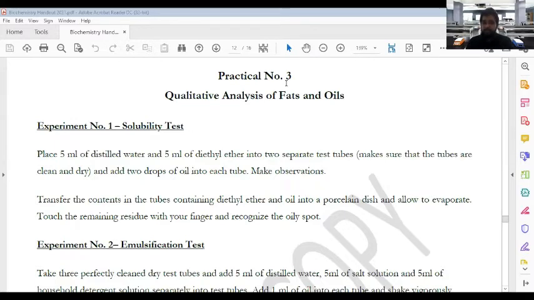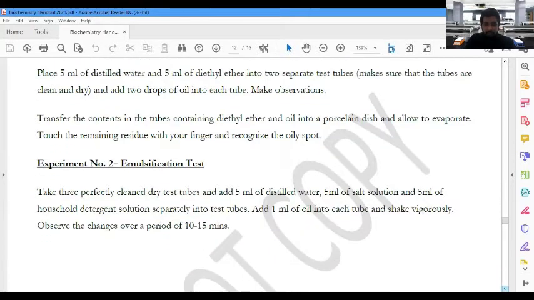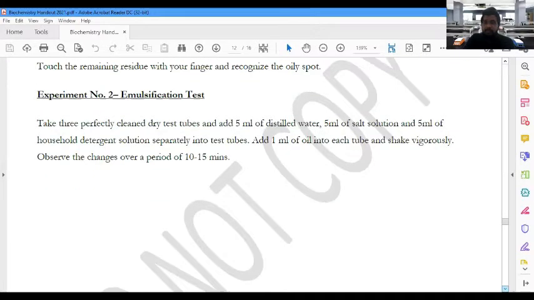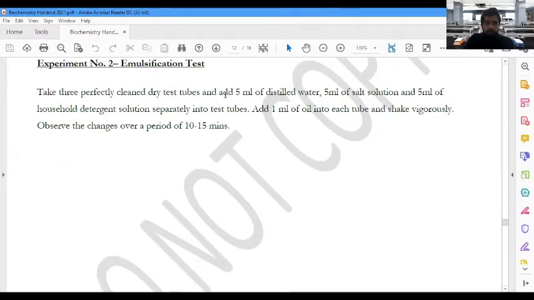This can be used as a basic test, called the oil spot test, so that one also can be used as a qualitative test to identify lipids. Very basic one. Then I'll move on to the next test, that is the emulsification test. So what is meant by an emulsion?